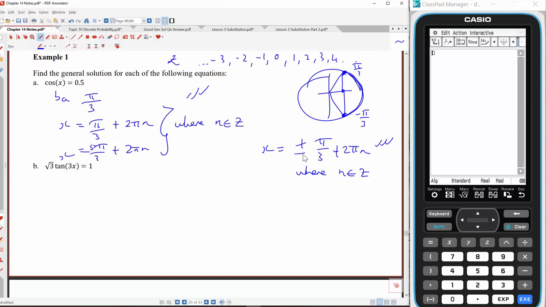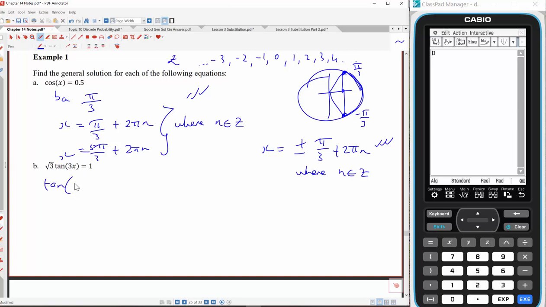Do you need to do it? No. Do you need to be able to recognize that this is the same as this? Yes, definitely. And there'll be a link on Firefly to another example, or a VCAR example, where you'll see this particular skill used. All right, let's do this one here.